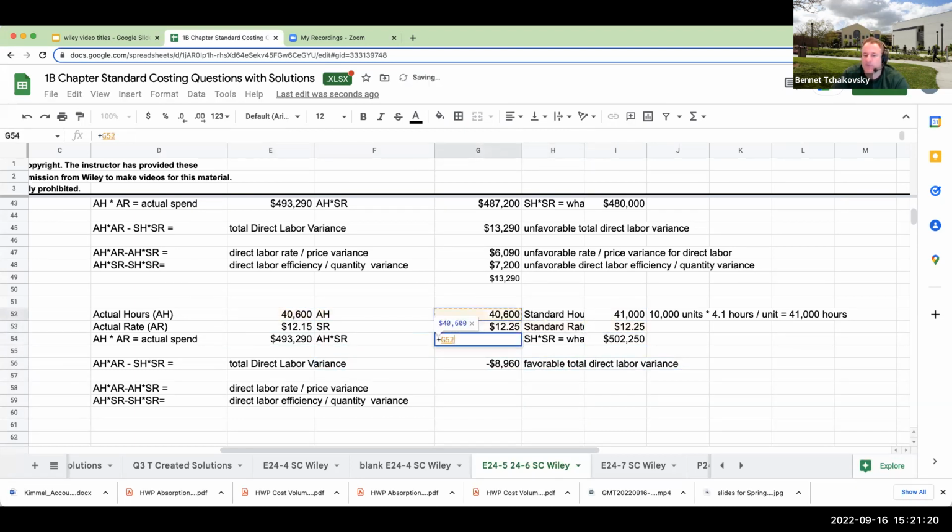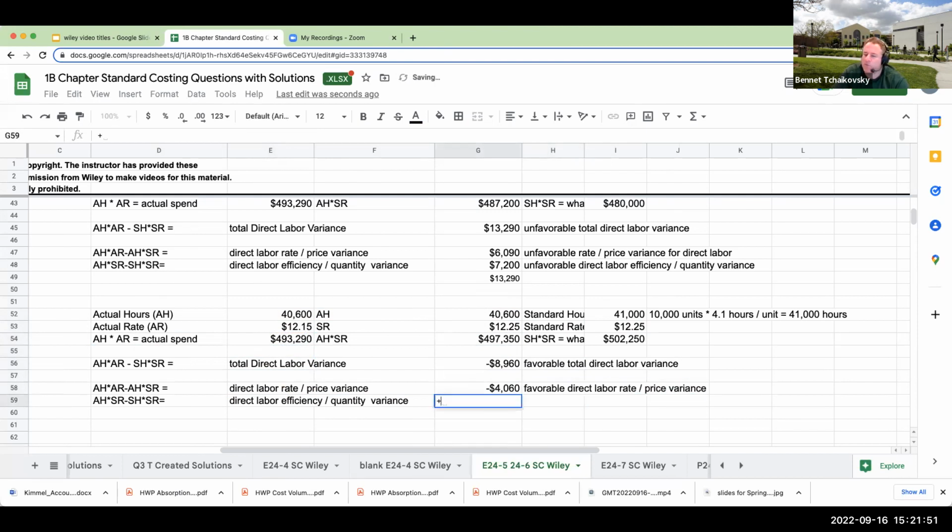Actual hours times the standard rate. So what I'm going to do here is the rate or price variance. I'm going to compare right over here, 493,290 less 497,350. Because I'm isolating when I'm comparing these two numbers, my hours are staying the same. I'm focused on the rate. This is going to give me a favorable direct labor rate price variance.